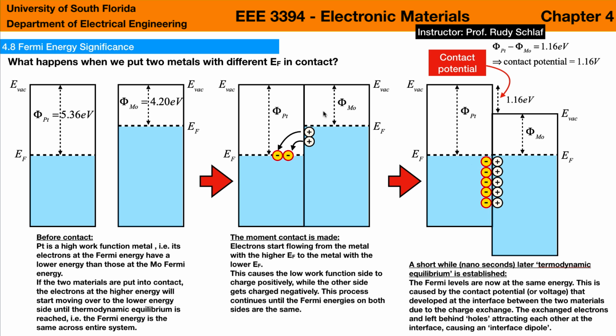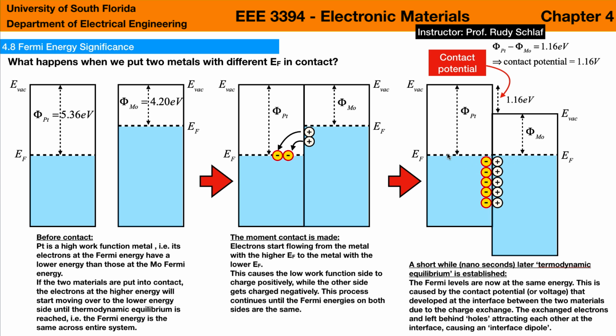You need to imagine this as a gradual process where we put them together. Then charges go over to the platinum side, and at that moment the two vacuum levels start drifting apart until they reach this point, where the contact potential corresponds to the difference of the work functions between the two materials, which is 1.16 electron volts in this case.